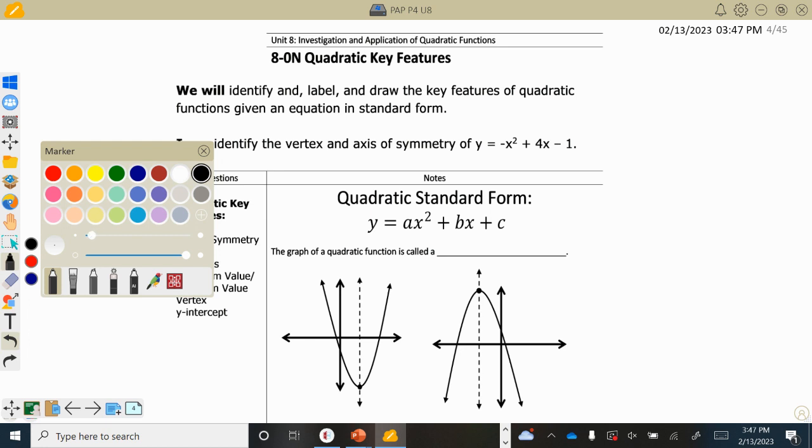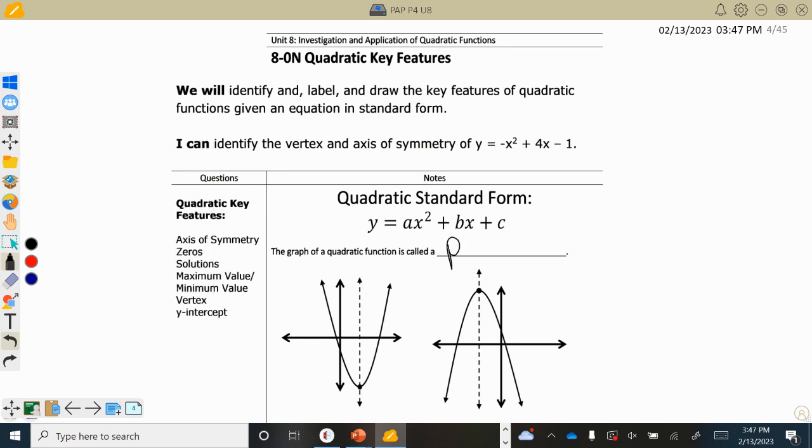And I'm going to move this. There we go. So a parabola, that's it, like a U shape. When it's opening up, it looks like a U. When it's opening down, it kind of looks like a hill or a mountain.